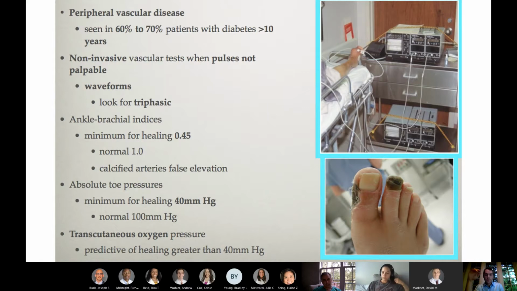Anyways, toe pressures, which I think have been shown to be the most sensitive test for ability to heal after a surgery in a diabetic. And what matters is the 40 millimeters of mercury oxygen tension in the toe. Yeah, there you go. The transcutaneous oxygen pressure is predictive of healing if greater than 40 millimeters of mercury. That has been tested.